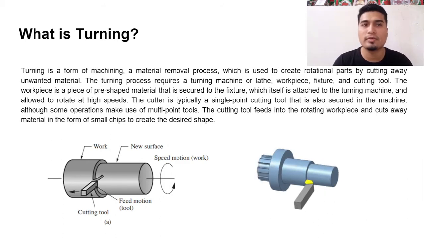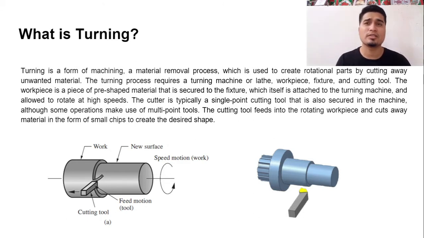The workpiece is a piece of pre-shaped material that is secured to the fixture, which itself is attached to the turning machine and allowed to rotate at high speeds. The cutter is typically a single-point cutting tool that is also secured in the machine, although some operations make use of multi-point tools. The cutting tool fits into the rotating workpiece and cuts away material in the form of small chips to create the desired shape.